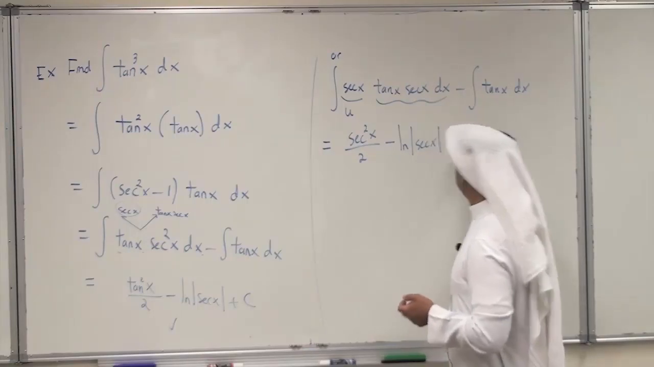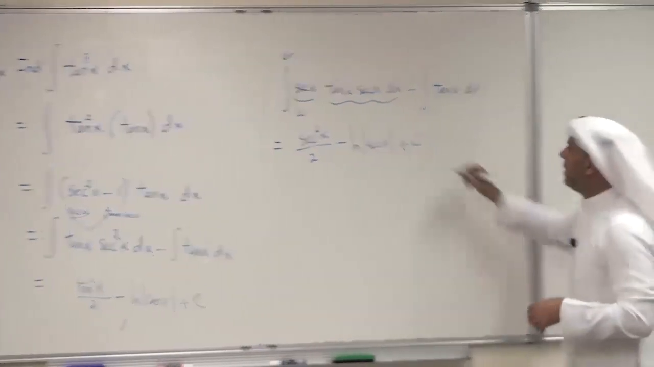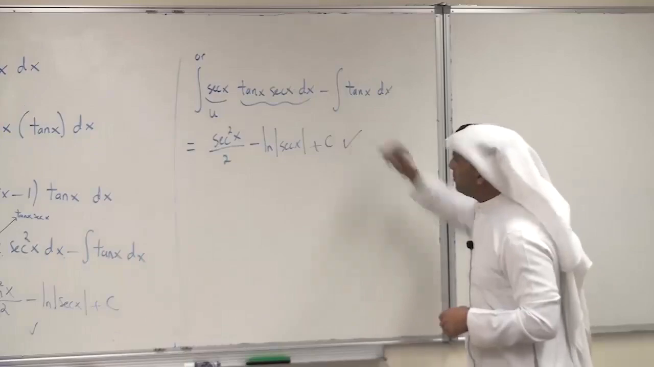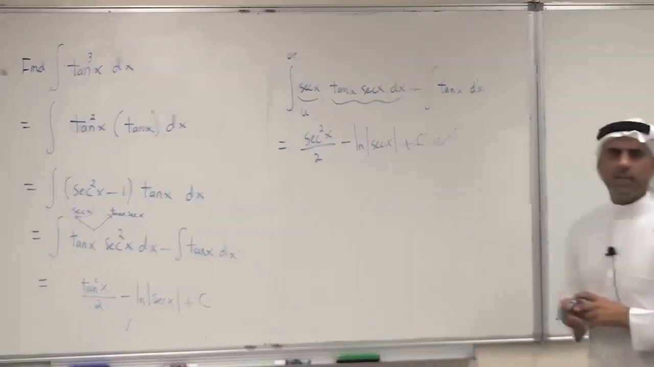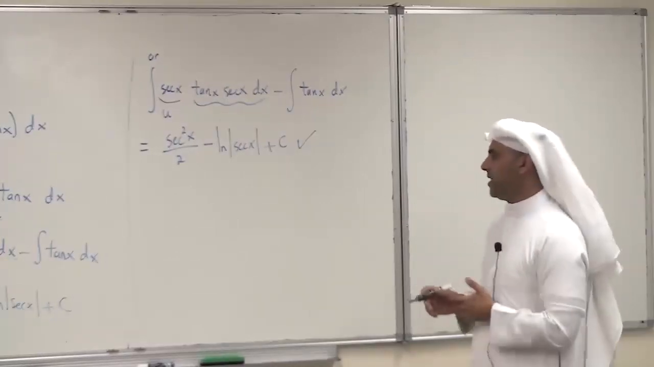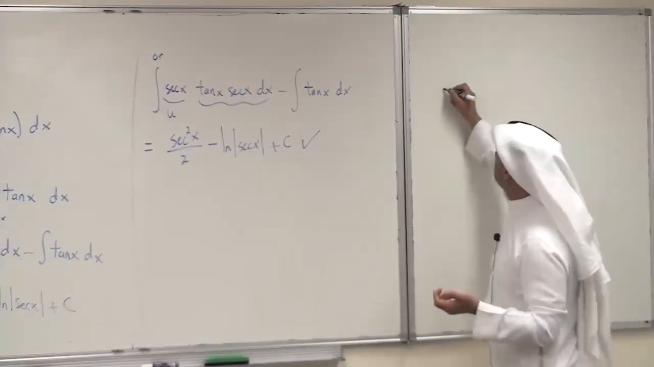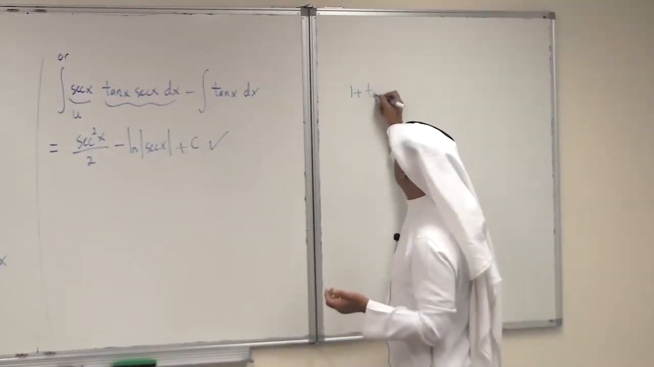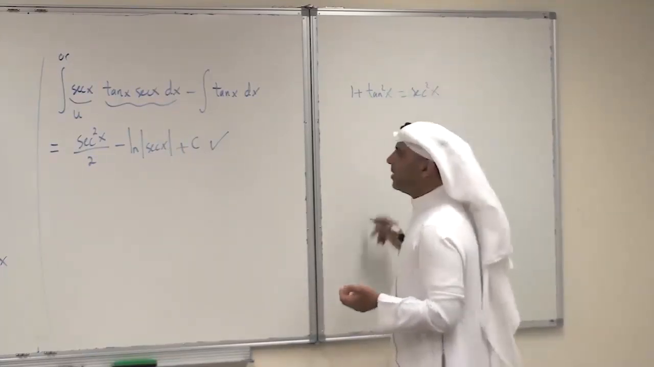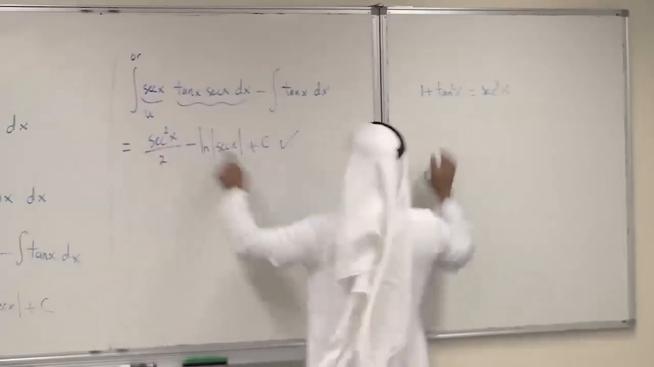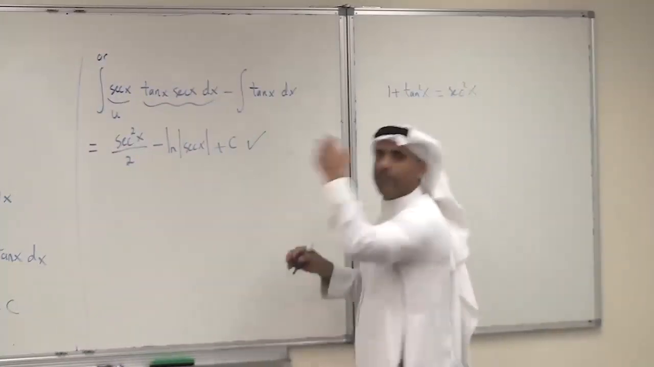And maybe someone will say, is this one true? Yes, it is true. But are they equivalent? Yes, they are equivalent. They differ only by constant. How to see that? You can see that easily from the identity that says 1 plus tangent squared of x equal to what? Secant square of x. So if you replace here secant square by 1 plus tangent square, what happened?